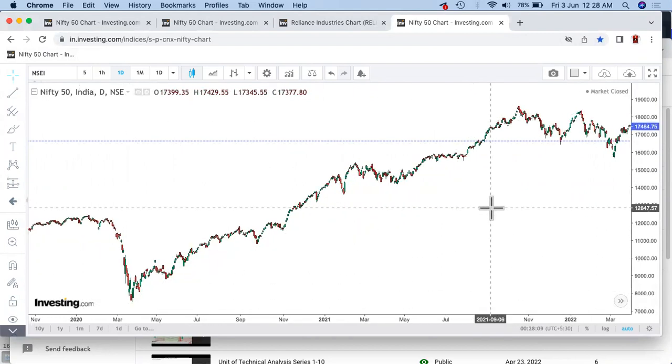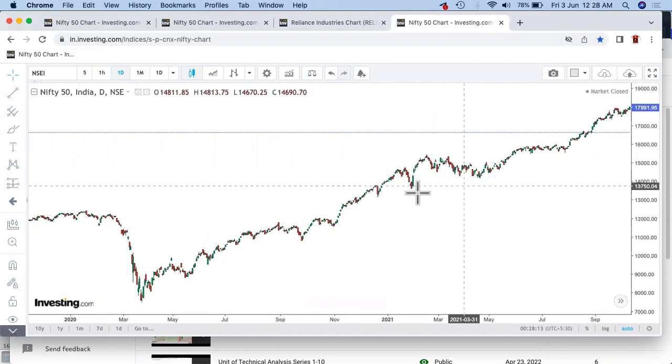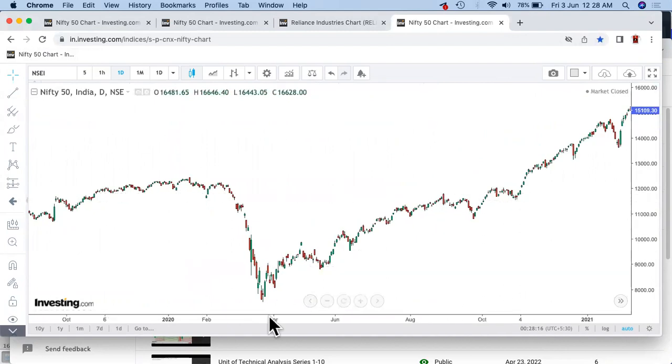Now, what happens in an uptrend? It's not necessary that the price will just keep on moving up. No, it's not like that. What happens is it creates a low, then we create a high, then we create a low, but this low is higher than the previous low. So this is like a low, then a high, then a low, which is higher than the previous low.